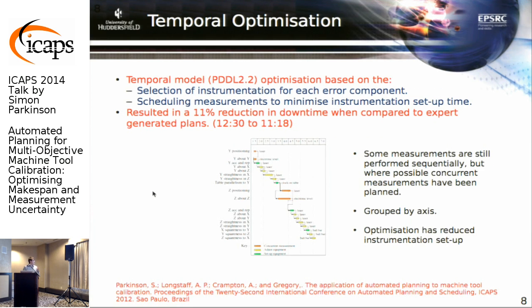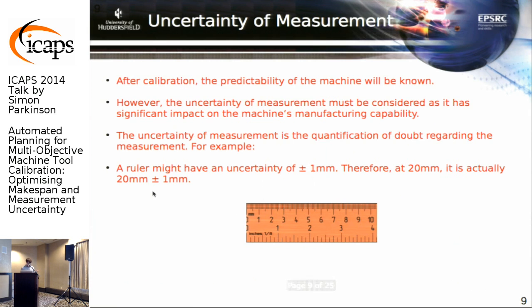In some previous work back in ICAPS 2012, we had this temporal optimization model and could produce calibration plans which resulted in about an 11% reduction in downtime, based on 12 machines we tested it on. That was good, but now we want to optimize, in addition to time, for the uncertainty of measurement. The uncertainty of measurement is the quantification of the doubt regarding the measurement. For example, with a ruler, let's say we're measuring 20 millimetres, but it's actually 20 plus or minus 1 millimetre.